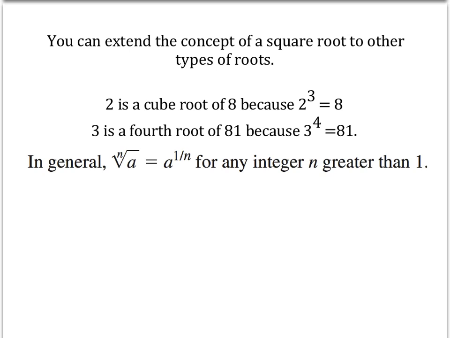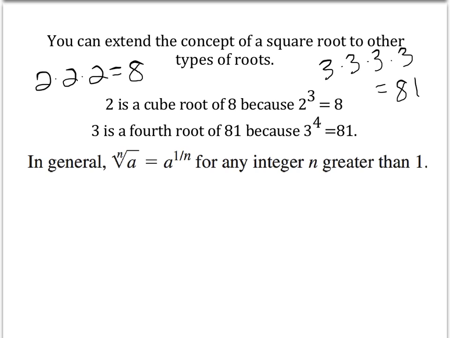So in this section we're going to expand the concept of square roots to other types of roots. We know that 2 is the cube root of 8 because 2 times 2 times 2 equals 8. 2 multiplied by itself 3 times will give us 8. Now we know that 3 is the fourth root of 81 because 3 times itself 4 times gives us 81, right? Because 9 times 9 is 81.